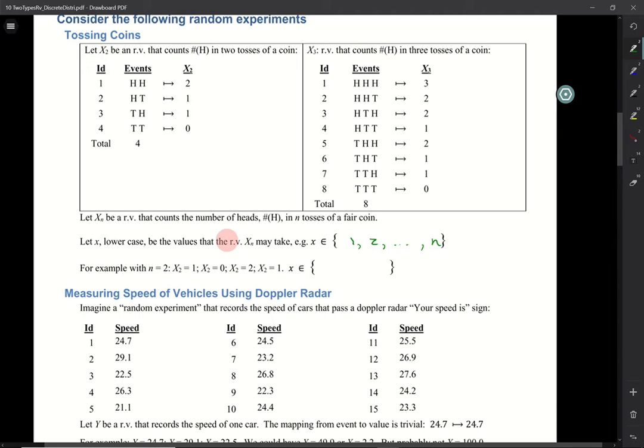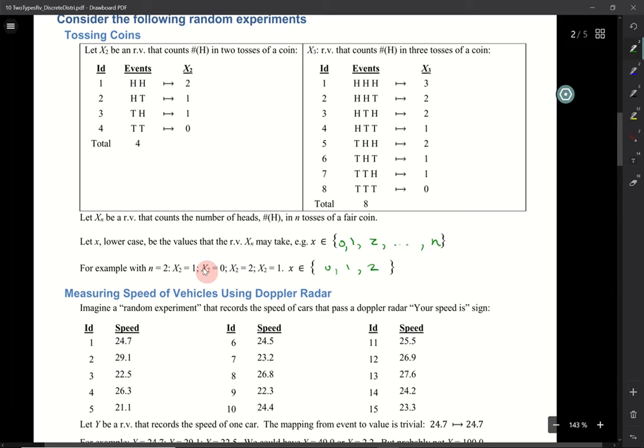Okay, and so, oh, sorry, maybe it should start with 0 because it could all be tails, right? And so yeah, here, for example, with n equal 2, for 2 tosses of a coin, the value that x2 could take is 0. X2 could also take the value 2, and x2 could also take the value 1. So we say that x could take on the value 0, 1, or 2. So here this is the general case, right? And here this is the special case. Okay, so that's what it means to be a random variable, right?